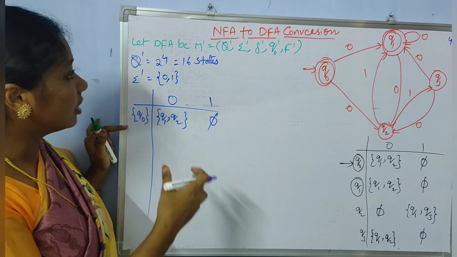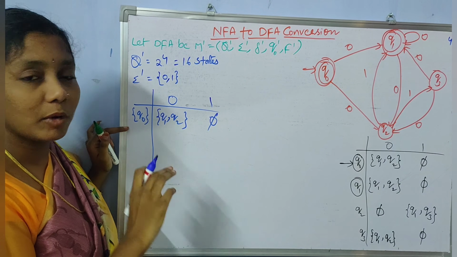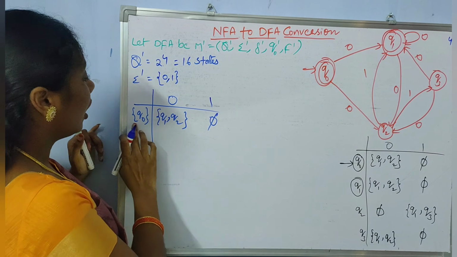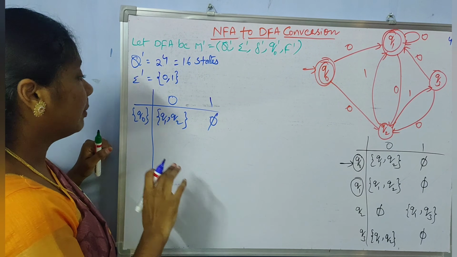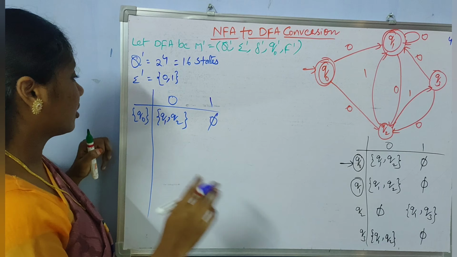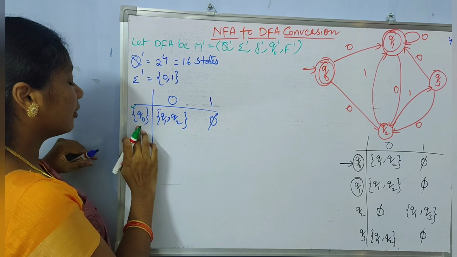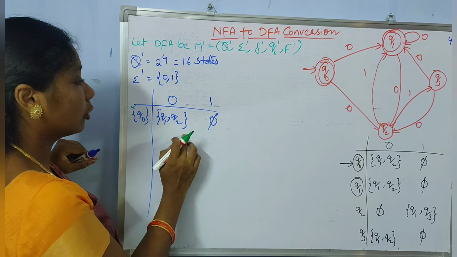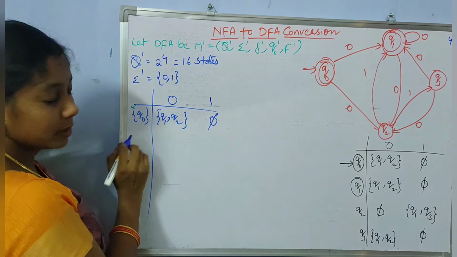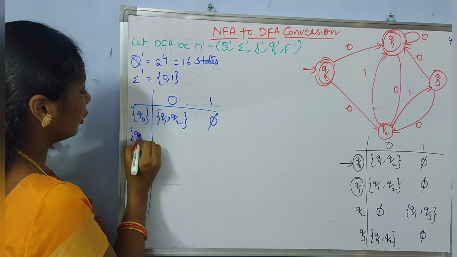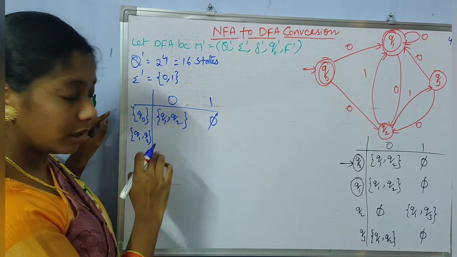Actually next I need to consider Q1, and after that Q2, Q3 and Q4, but I am not doing it like this. After finishing one row of the transition table, let me check what the reachable states are. We started with Q naught, so this is reachable, and Q naught with 0 goes to Q1, Q2, so this is reachable. Next I need to consider only the reachable state, that is Q1, Q2.